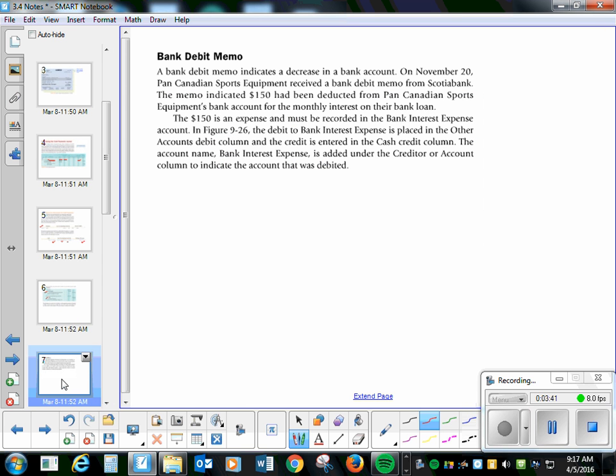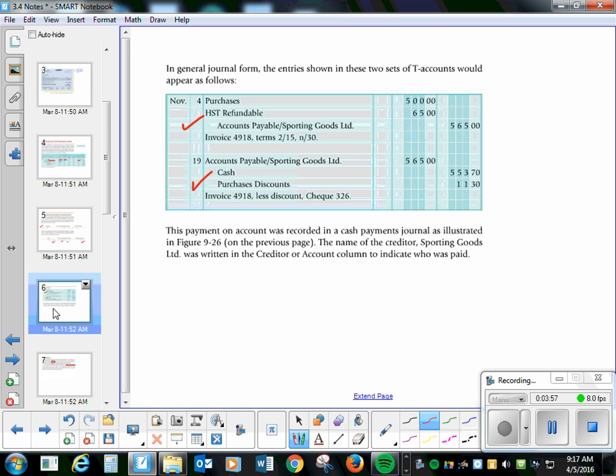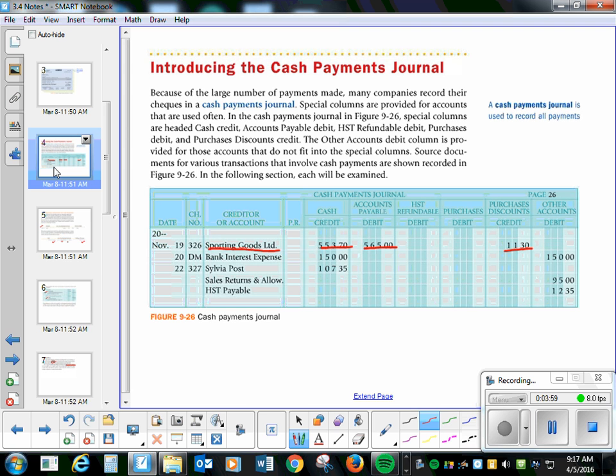A bank debit memo indicates a decrease in a bank account. So in this case, there is a debit coming out of 150, and those can be things like service charges, bank interest, things like that. So you're going to use the bank interest expense account. And if we go back here, you'll see on the 20th, there was a bank interest expense. Our cash had to come out of 150, and we have to use the other account column because we are using our bank interest expense, and we don't have a column for that.